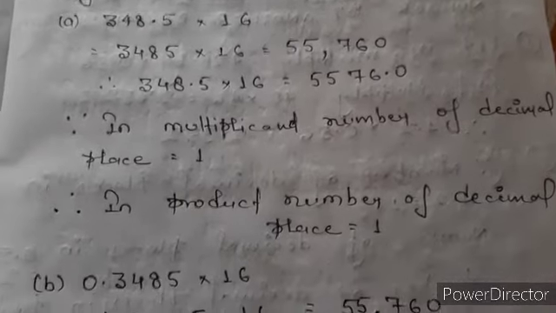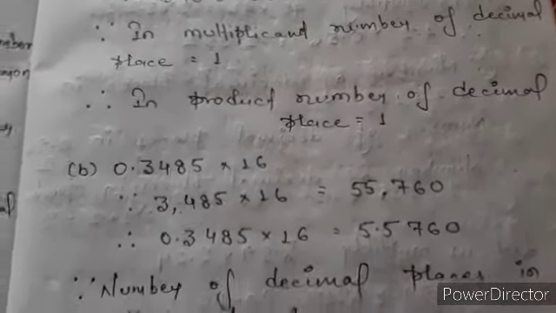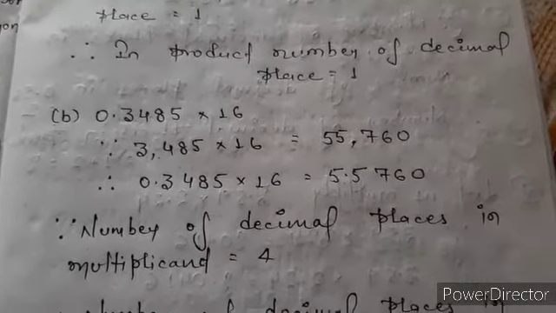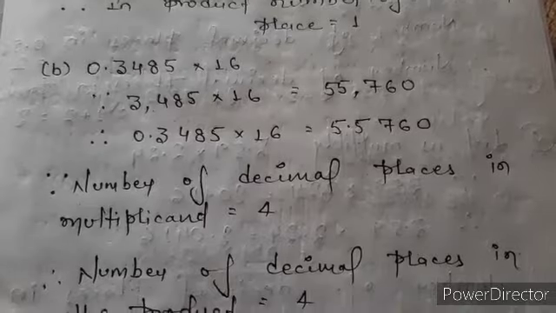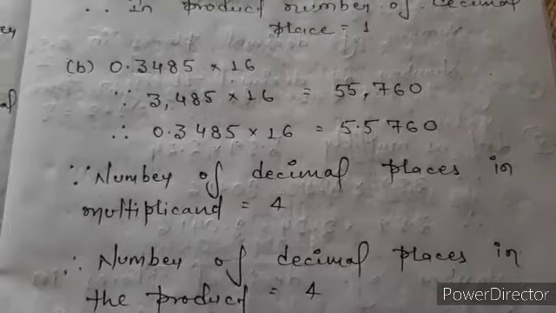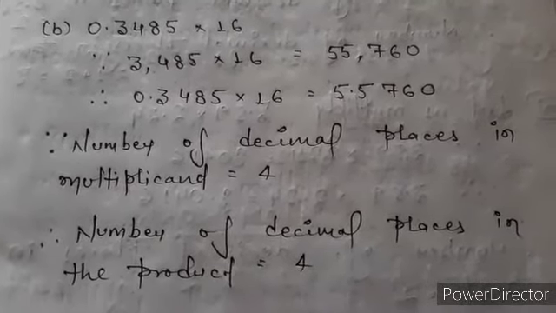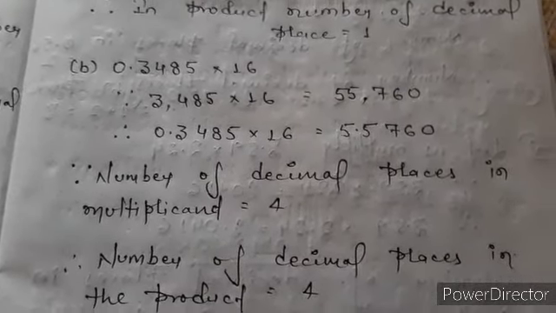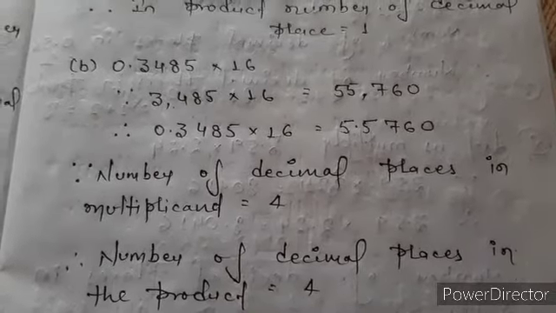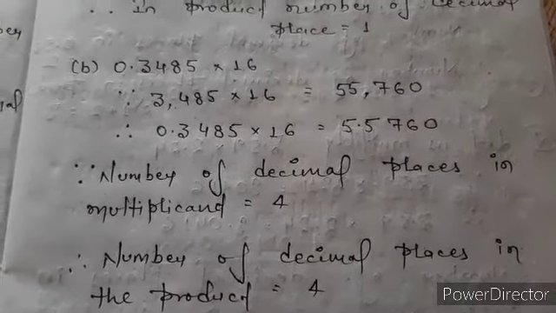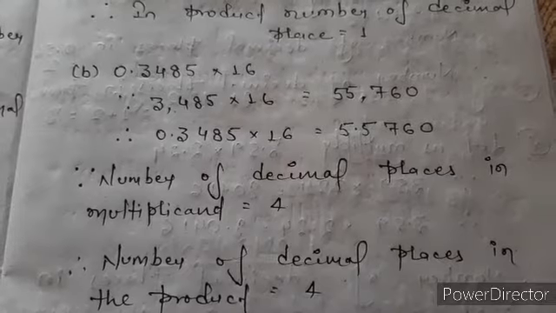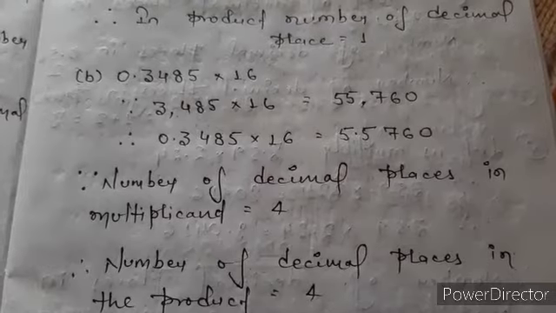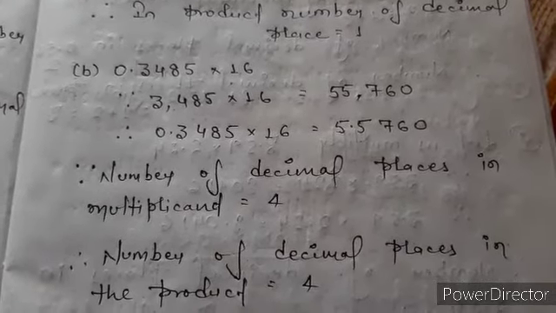In B, 0.3485 into 16. Since 3485 into 16 is equal to 55,760, hence 0.3485 into 16 is equal to 5.5760. Since the number of decimal places in the multiplicand is equal to 4, the number of decimal places in the product is equal to 4.